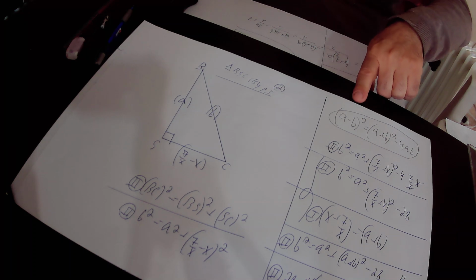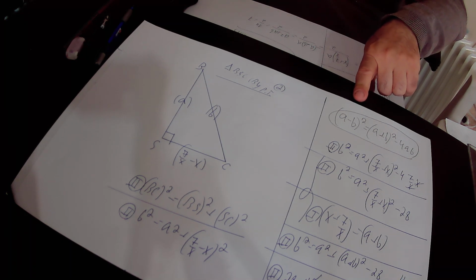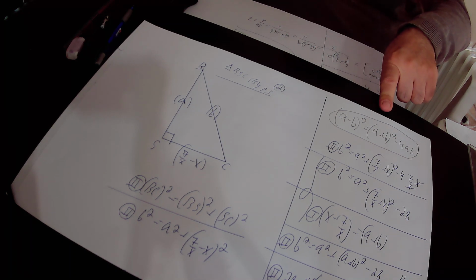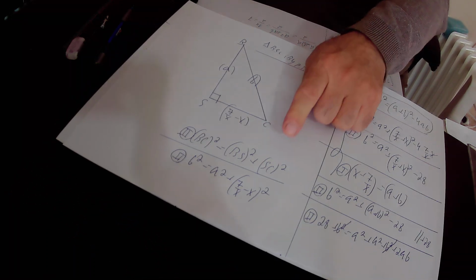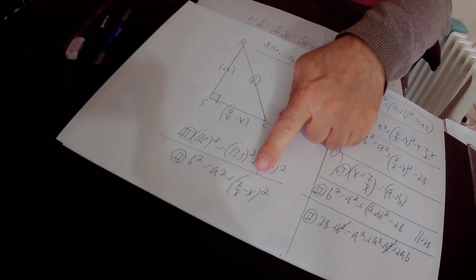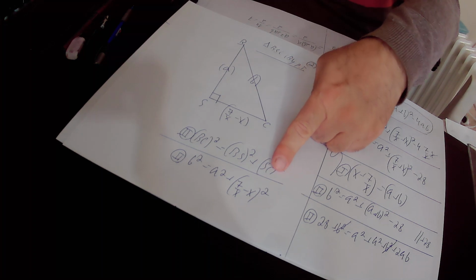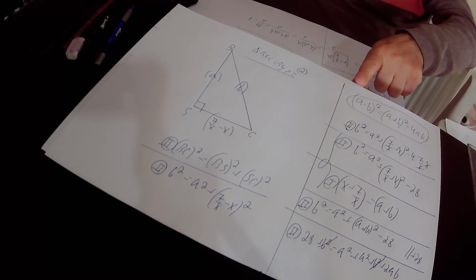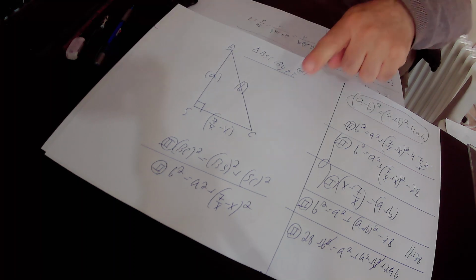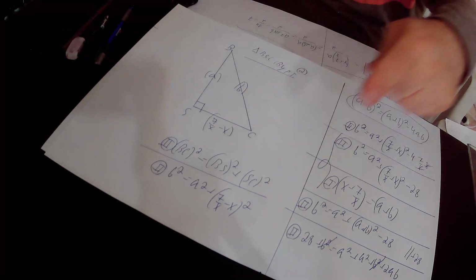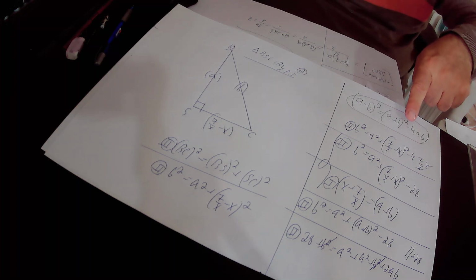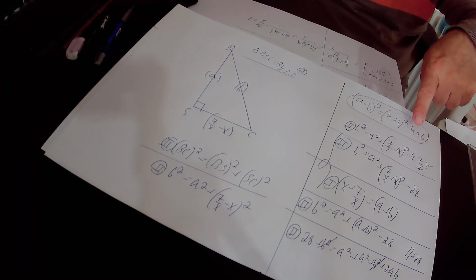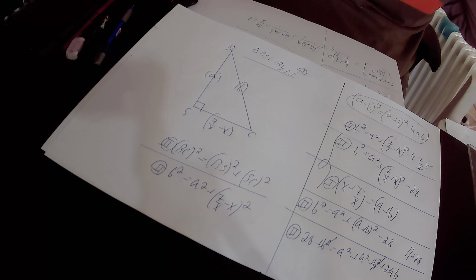So we use this algebraic identity in this expression, 7 over x minus x squared. According to this algebraic identity, we get that 7 over x minus x squared equals 7 over x plus x squared minus 4 times 7 over x times x.